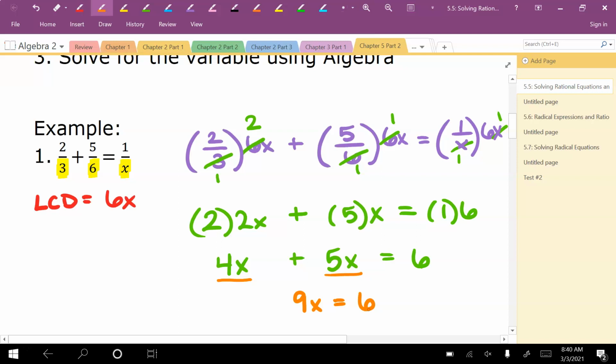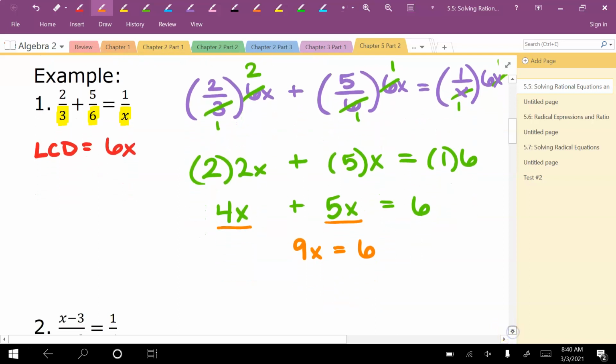The last thing I'm going to do is divide by 9. And I'm going to reduce. 6 over 9, I could take a 3 out of both of those. So x is going to be the same as 2/3.